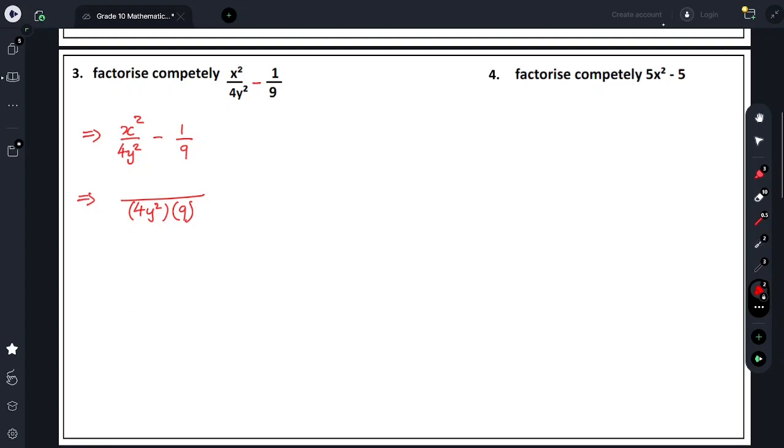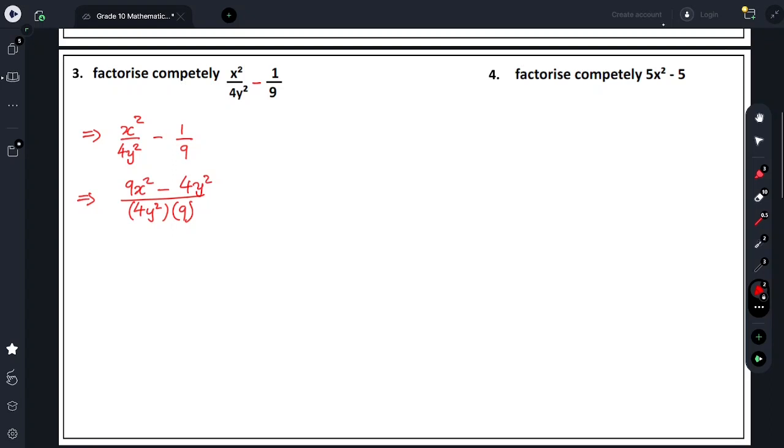So 4y to power 2 into 4y to power 2, it will go there 1 times 9, 9. So 9 times x to power 2, it will be just 9x to power 2. Then you say minus 9 into 9, 1 times 4y squared, it will be 4y squared.